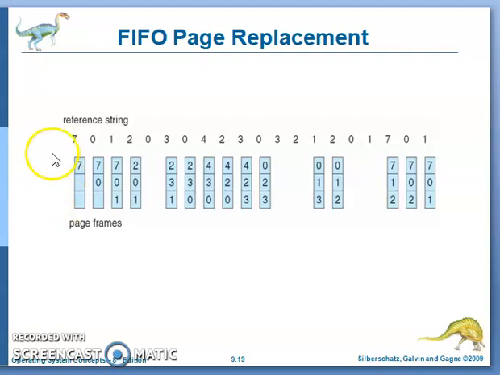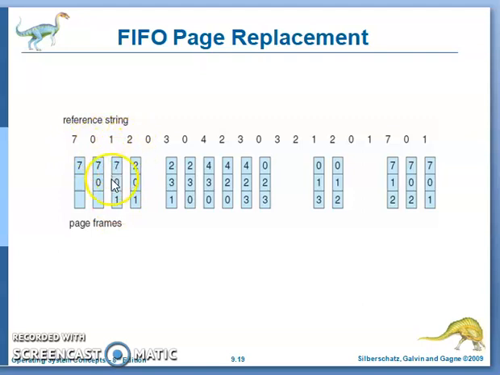Initially 3 frames are free. First 7 occurs. 7 is not there, so load the 7. That is a page fault. 0 is not there. Page fault, the second. Load 0 into the second frame. 1 is also not there in the 3 frames, and there is a free frame, so there is no replacement. Just load the 1 into the free frame. So all 3 frames are loaded with 7, 0, 1, with 3 page faults.